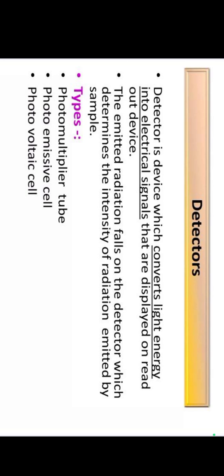There are many types of detectors we use: photomultiplier tube, photoemissive cell, photovoltaic cells. These are the types of detectors we use in flame photometry. But the generally used detector is the photomultiplier detector, because it produces an electrical signal when the radiation falls on it. So the photomultiplier detectors are mostly used in flame photometry.